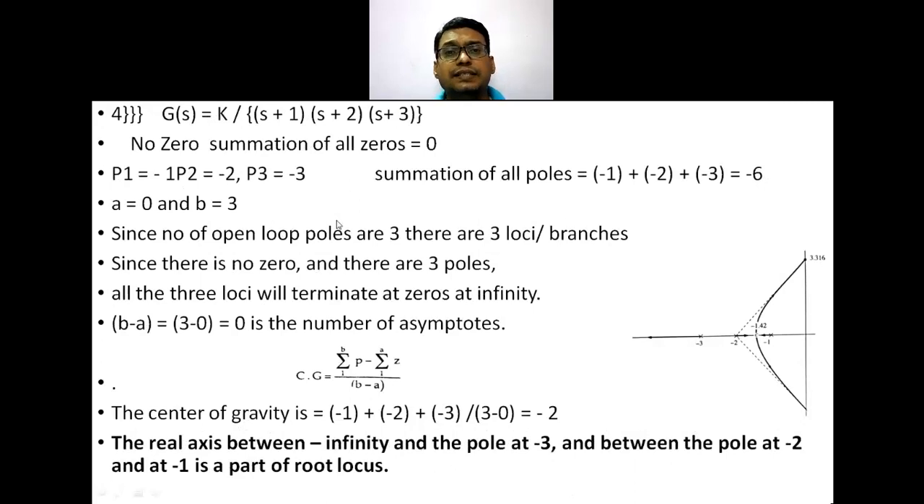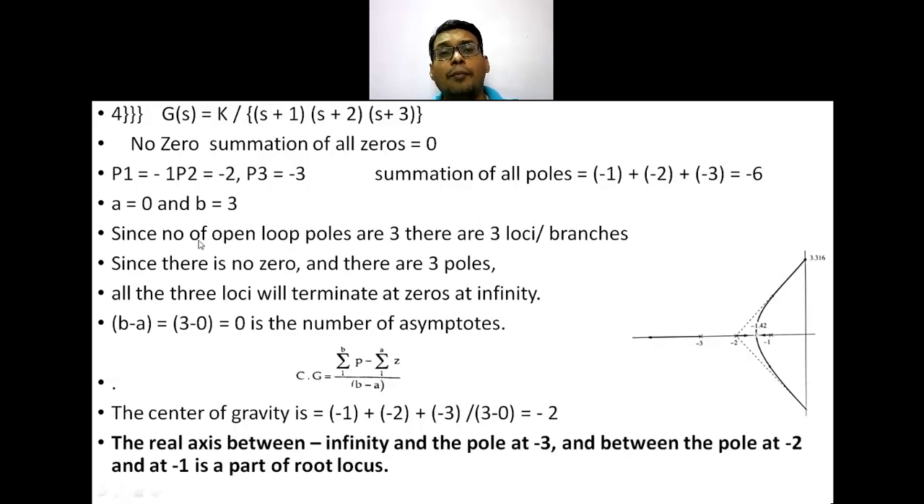In this case, the open loop transfer function is k upon (s plus 1)(s plus 2)(s plus 3). So there are no zeros. The poles are p1 equal to -1, p2 equal to -2 and p3 equal to -3. The summation of all the poles is a, which equals 0, and the value of b corresponds to the number of poles, which equals 3.